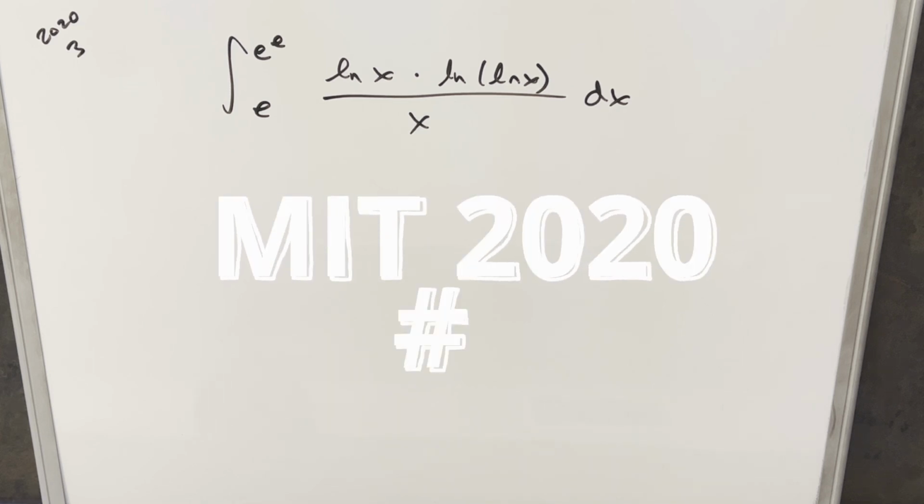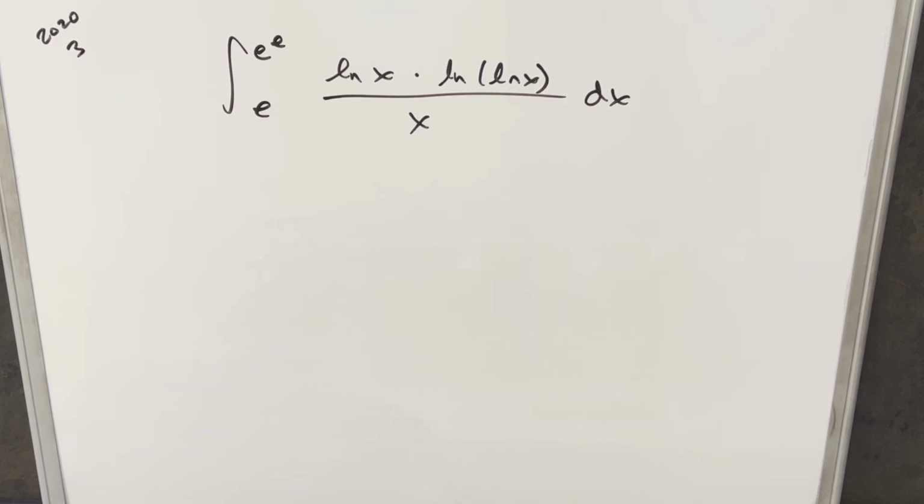Okay, we have written another integral from the MIT integration bee 2020, number 3. We have the integral from e to e to the e of natural log x times natural log of natural log x, all over x dx.